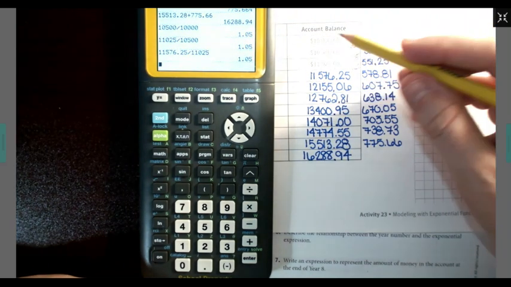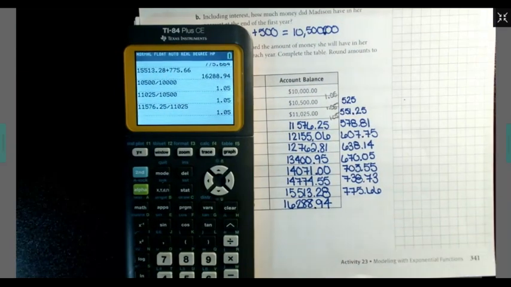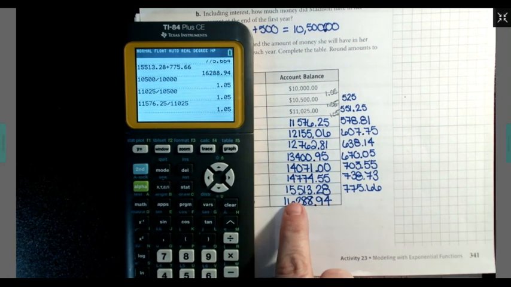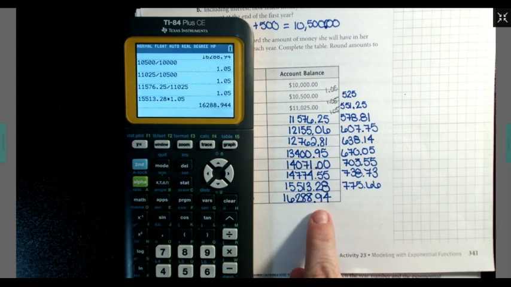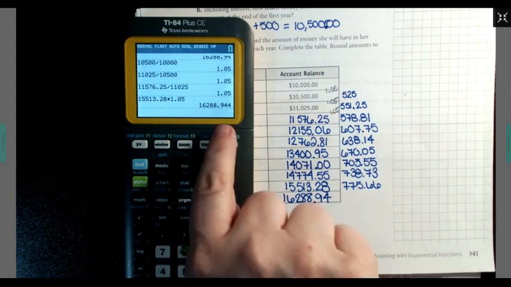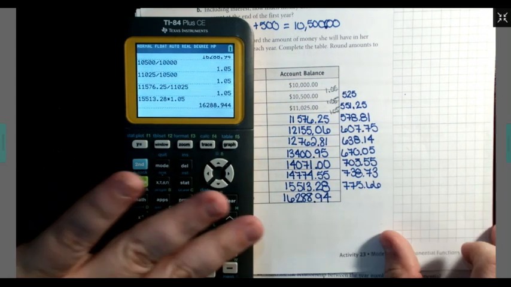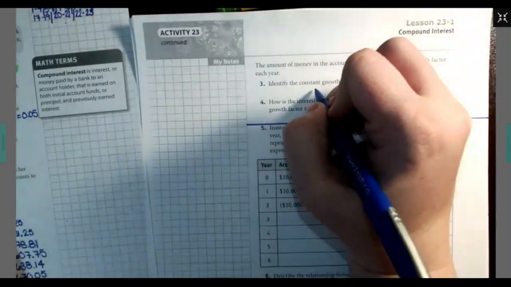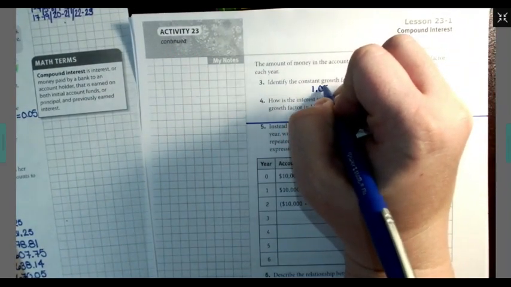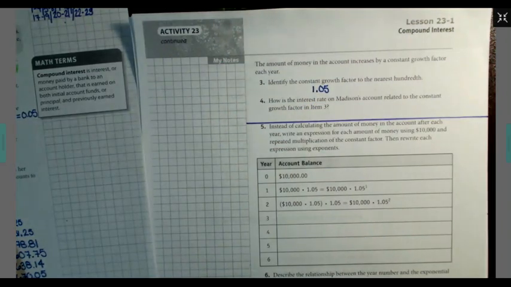Basically, what's happening every time is I could take, let's just see, this $15,513.28 and multiply by 1.05. I bet you it's going to give me something close to this $16,288.94. So my constant factor here is 1.05.